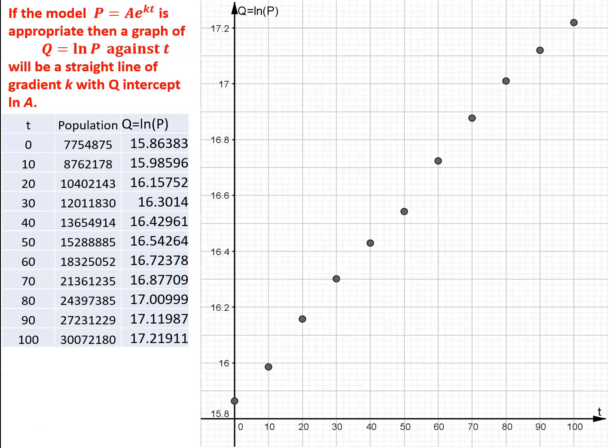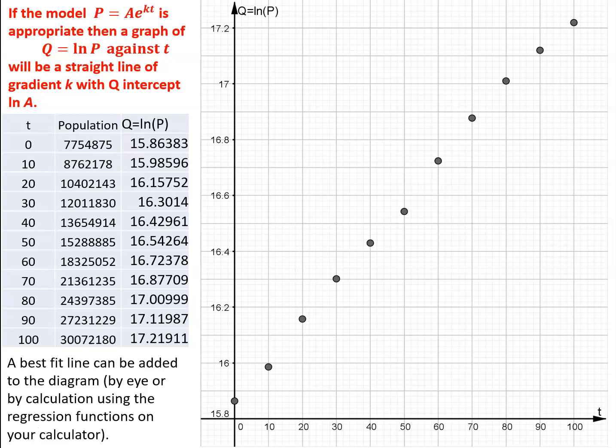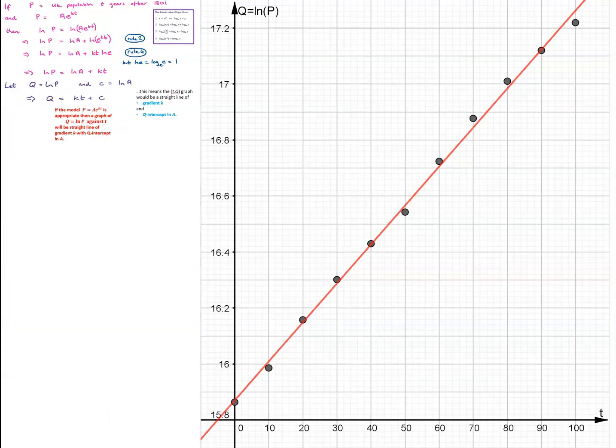And there is the scatter diagram for q against t, and we can see that it is very close to being a straight line. We could add a best fit line to this data either by eye, or we could use our calculator or computer to find the regression line for q and t. There's my best fit line added to the scatter diagram. We said the gradient of this line would represent the value of k.